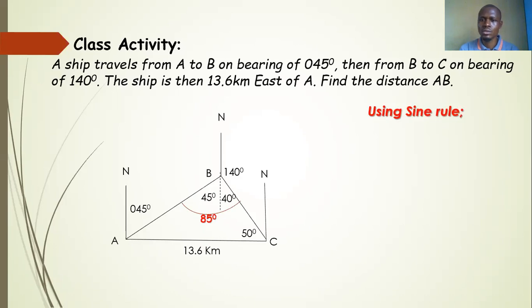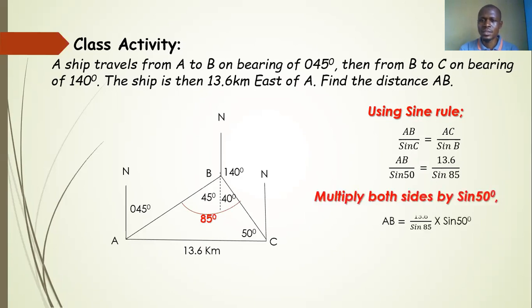Using what? Using your sine rule. Using the sine rule, you have AB over sine C equals AC over sine B. Substituting that, you have AB over sine 50 equals 13.6 over sine 85. Multiply both sides by sine 50, you have 13.6 over sine 85 times sine 50. Press that, you have 13.6 over 0.9962 times 0.766. If you multiply that together and divide, you have AB equals 10.5 kilometers. I hope this is well understood.